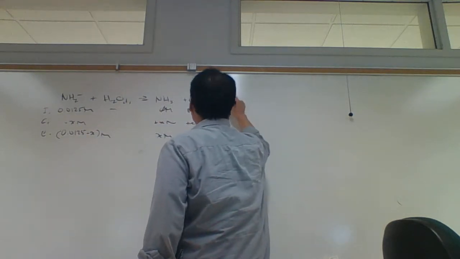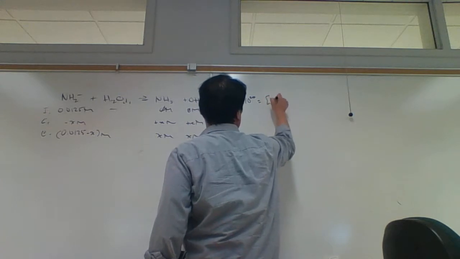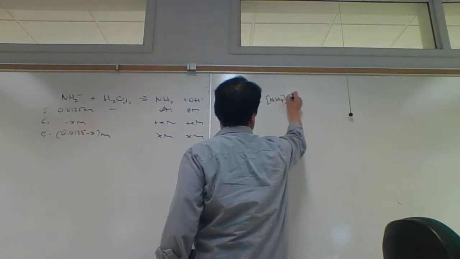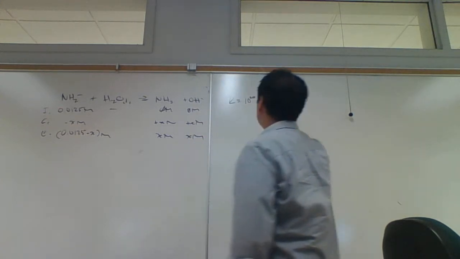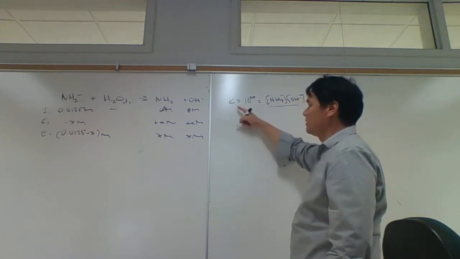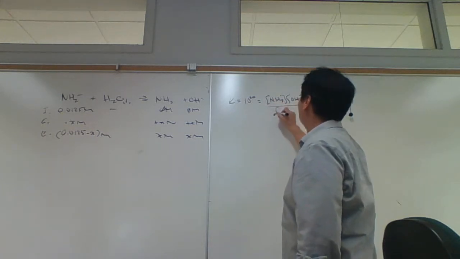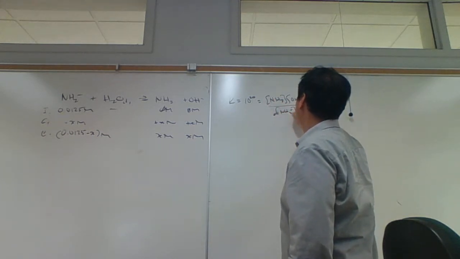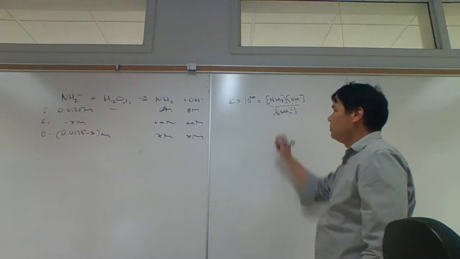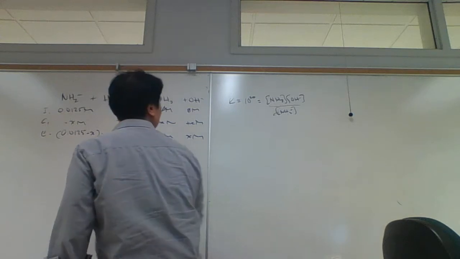And so K for this was 10 to the 20th, which is going to equal the ammonia times the hydroxide. I'm going to stop writing equilibrium on here. So if it's a K, it's always taken as equilibrium. If it's a Q, it's always taken as whatever you're given. Divided by the amide concentration. Activity of water is 1. Its concentration won't change. It's like 55.5 molar.